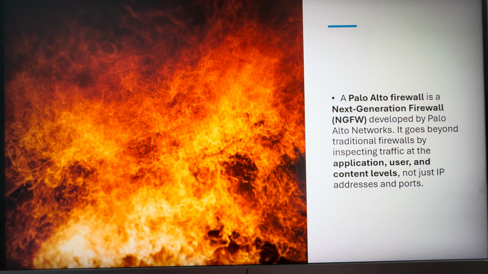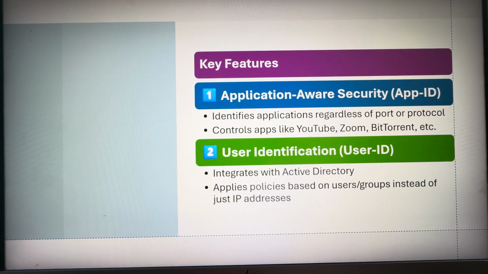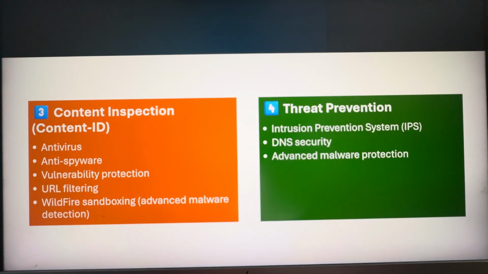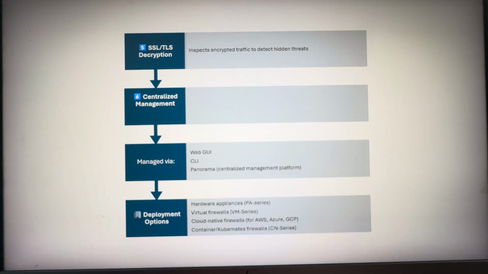It goes beyond traditional firewalls by inspecting traffic at the application, user, and content levels, not just IP addresses and ports. There are key features of the Palo Alto Firewall: application-aware security (App-ID), user identification, content inspection, and threat prevention. These are the key features available in the Palo Alto Firewall.